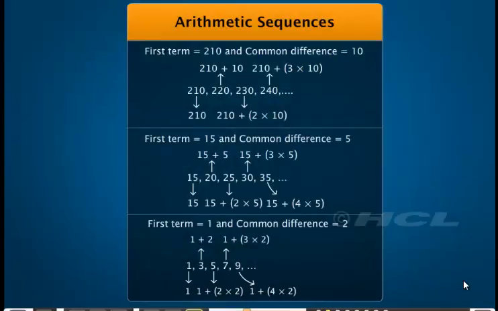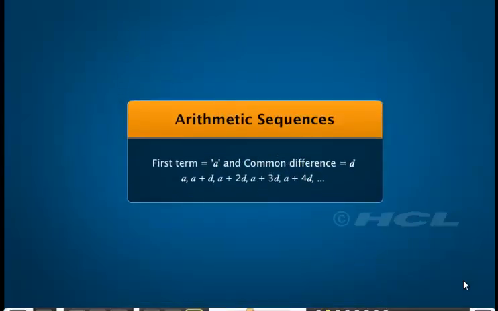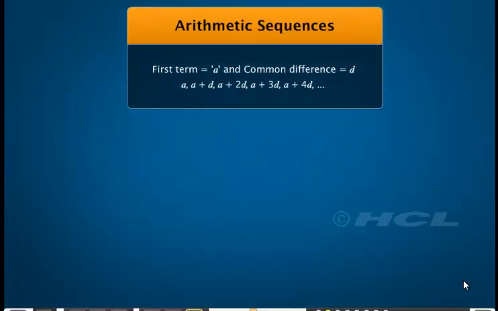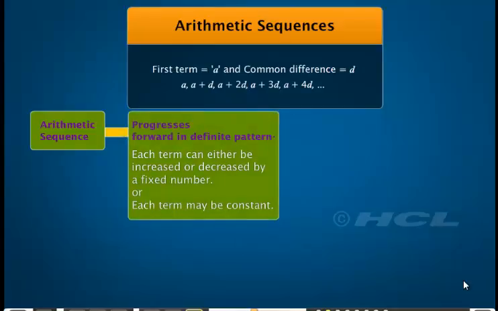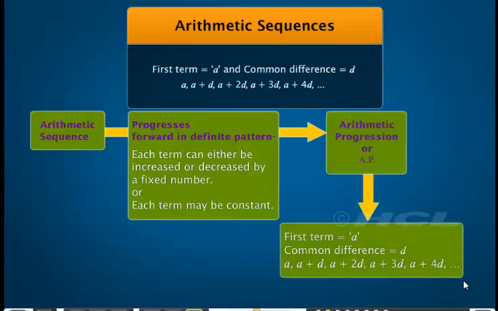An arithmetic sequence can be described by using its first term and the common difference as shown. In general, if the first term is a and the common difference is d, we can write all the terms of the arithmetic sequence as shown. Note that an arithmetic sequence advances in a definite pattern. For this reason, the arithmetic sequence is called arithmetic progression or AP.